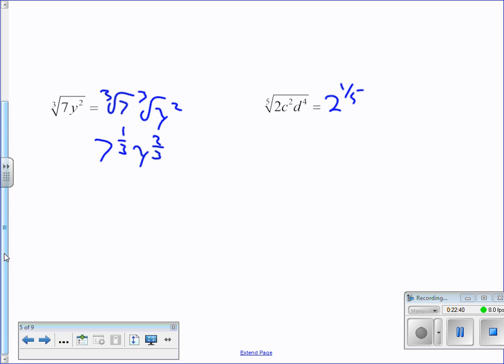C squared, so that means I have c to the 2/5 power. D to the 4th, that means I have d to the 4/5 power. That's it. Just rewriting it as a fractional exponent. Why would I want to do that? Because there are things that we do in mathematics where dealing with a fractional exponent is something you can work with, and working with it as a radical, you can't.